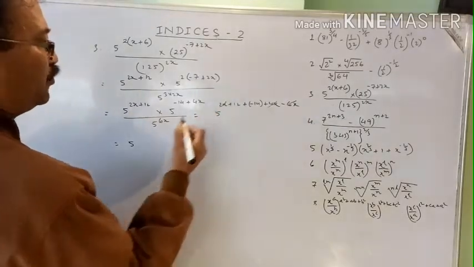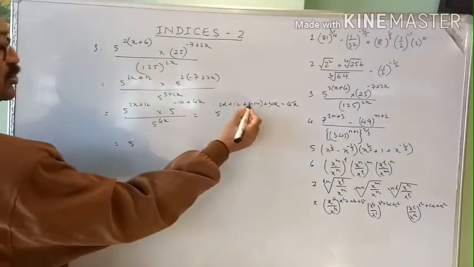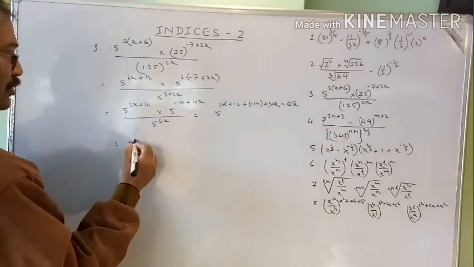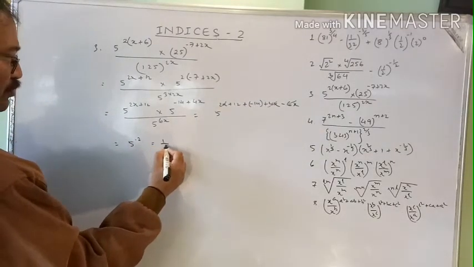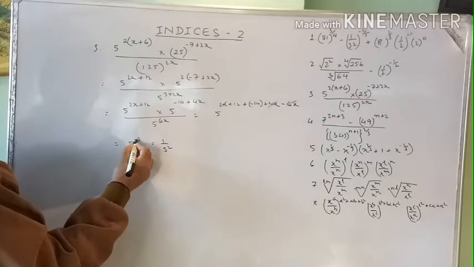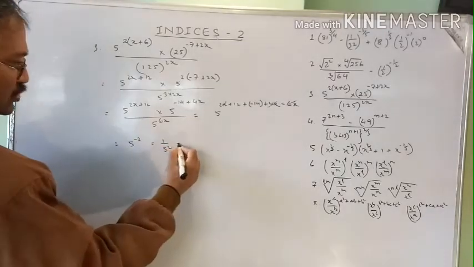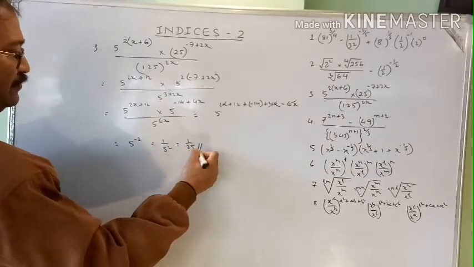Then 12 minus 14 will give you minus 2. So it will be 1 by 5 square. When you make it positive, it will go down to the denominator. So the answer is 1 by 25.